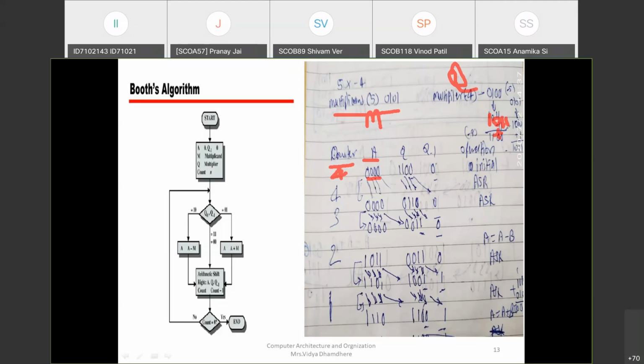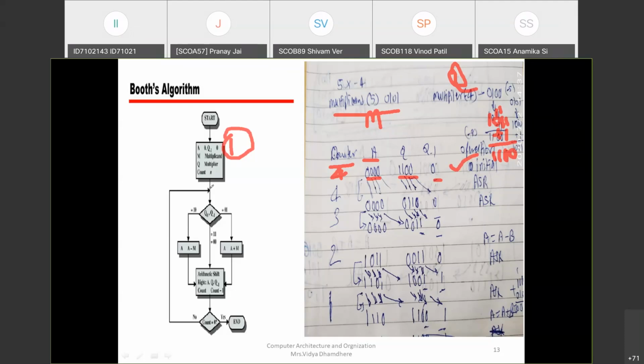So in one's complement, if we add 1, we can get the 2's complement. 1 plus 1 is 0, carry 1. 1 plus 1 is 0, carry 1. Again 1, 1. So we get the answer 0, 0. This is 0. So we get minus 4 in 2's complement form, that is 1, 1, 0, 0. And Q minus 1 we are representing as it is. So this is the first step. I have done the initialization steps.